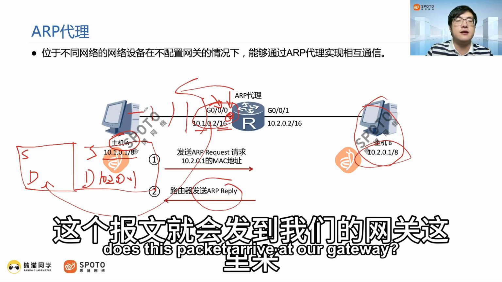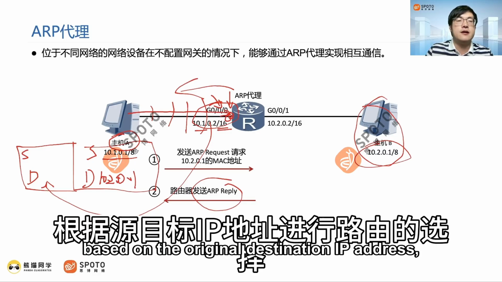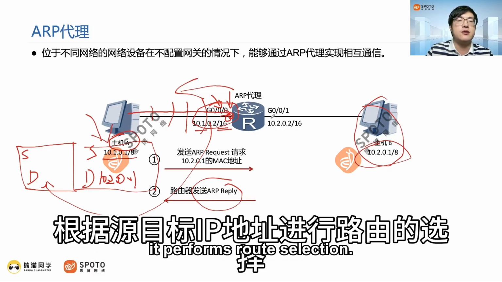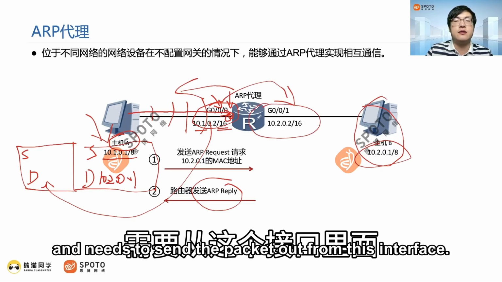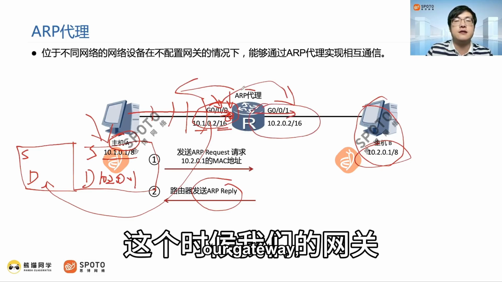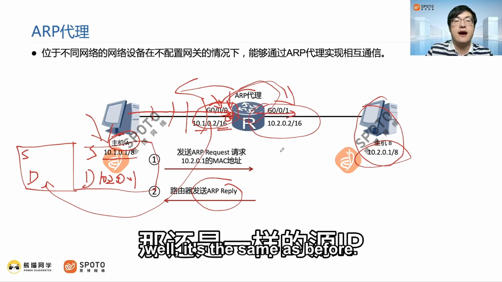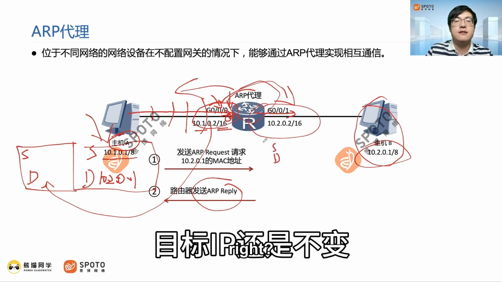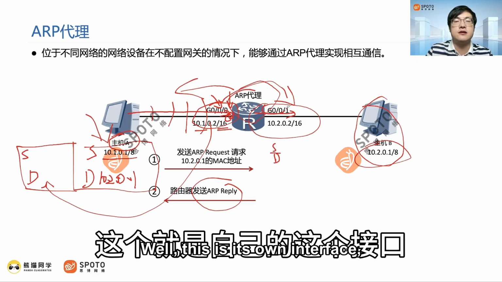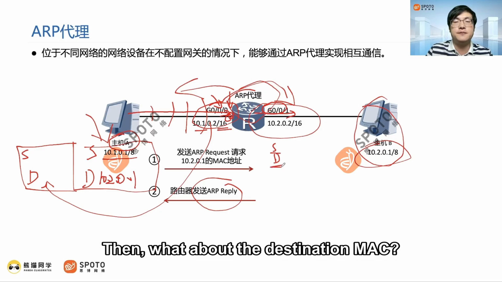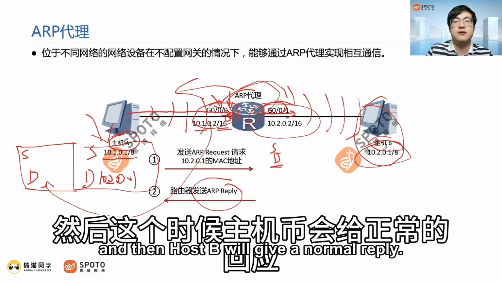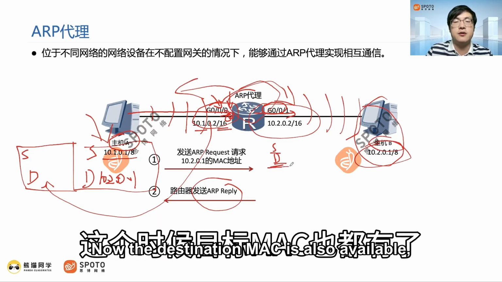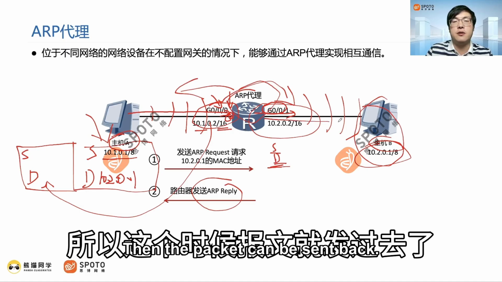After it is sent, this packet arrives at our gateway. When the gateway receives this packet, based on the original destination IP address, it performs route selection. It finds that the destination is in this network segment and needs to send the packet out from this interface. The original source and destination IPs are the same. Now this is its own interface, so it will send an ARP request, and host B will give a normal reply. Now the destination MAC is also available, and the packet can be sent.